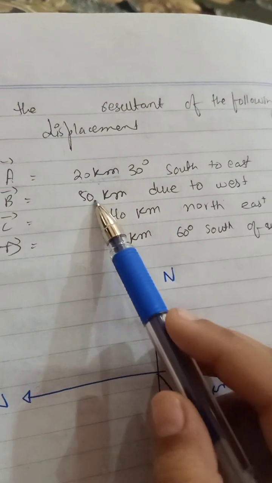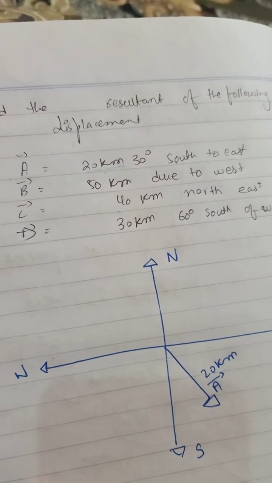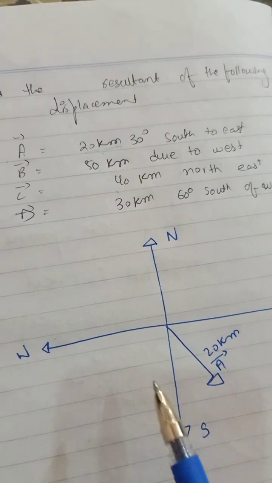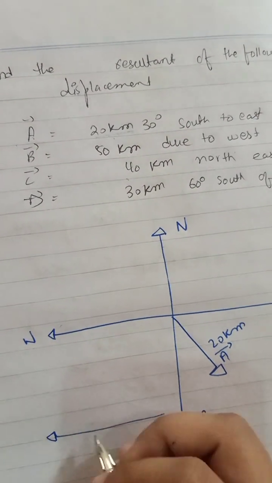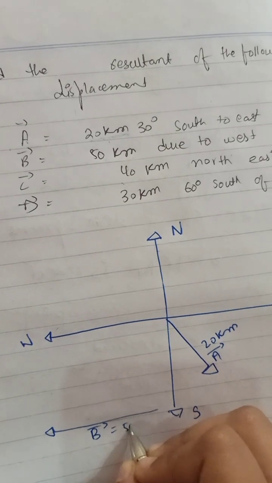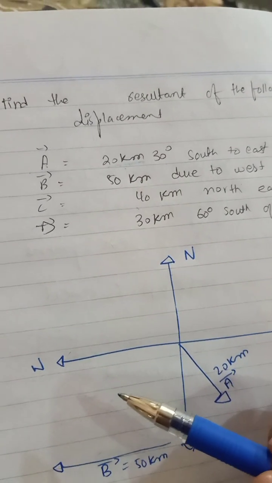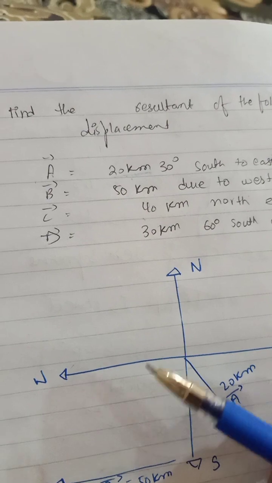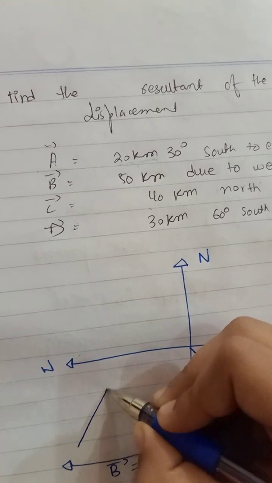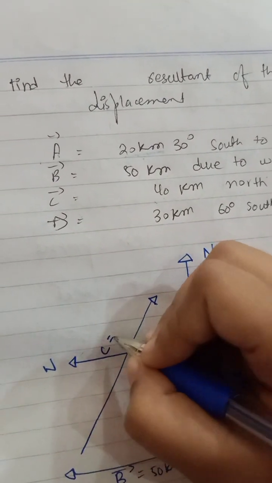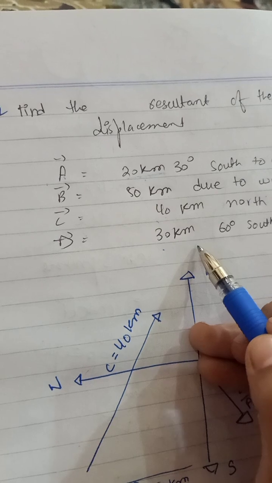Second, we have 50 kilometers due west, and this is vector B, which is 50 kilometers. Then this is vector C, which is 40 kilometers to the north, and this is vector D, which is 30 kilometers.